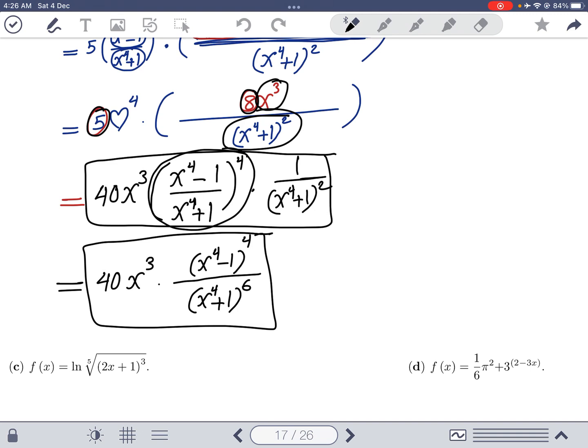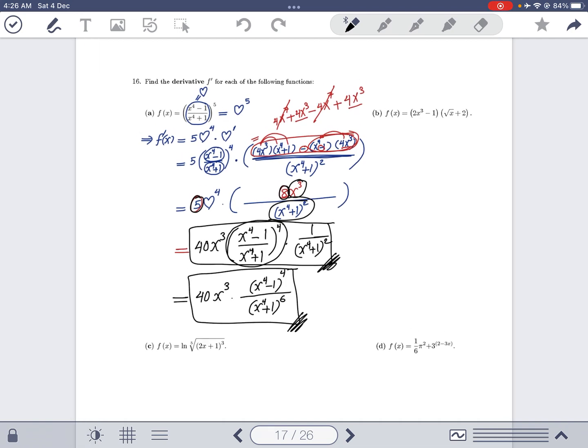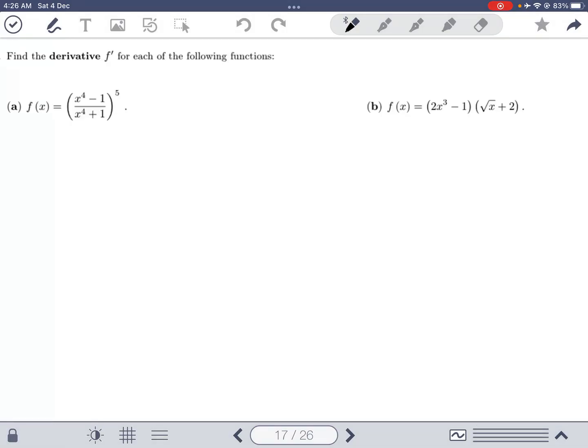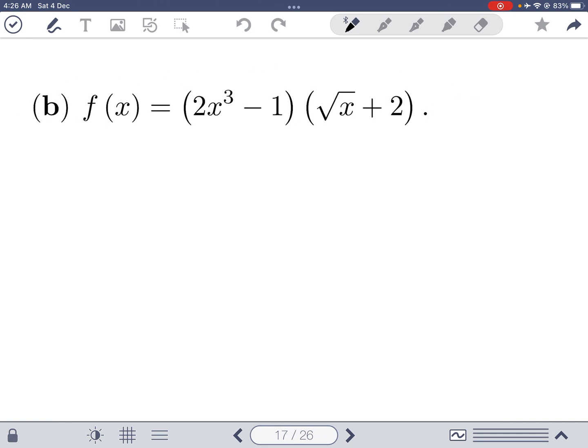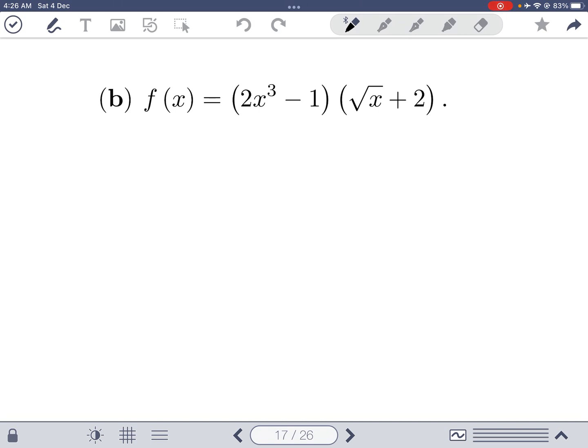If it's a multiple choice question, maybe one option will be this and one option will be this as a choice. So you choose whichever one is given, but you know that this is the way to do it. So that is for A. Let's do B. So in part B, there are two ways to do it. Either you first FOIL, multiply this and FOIL it, and then take the derivative, or apply the product rule.